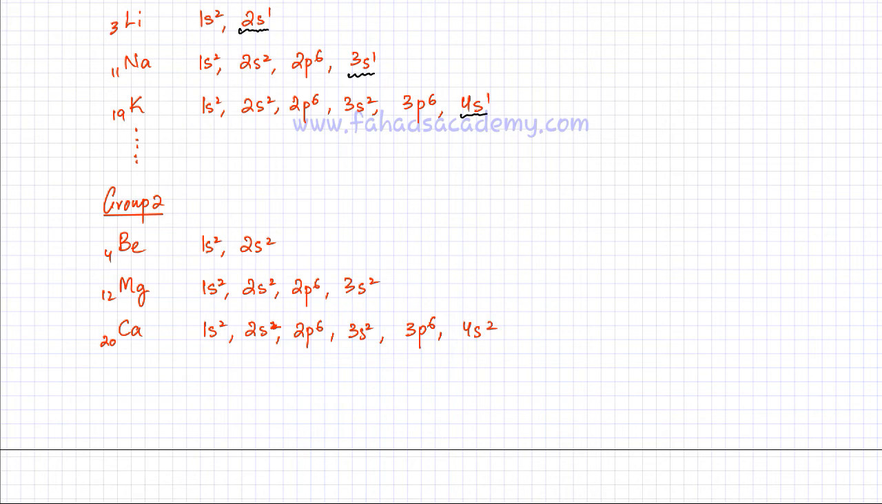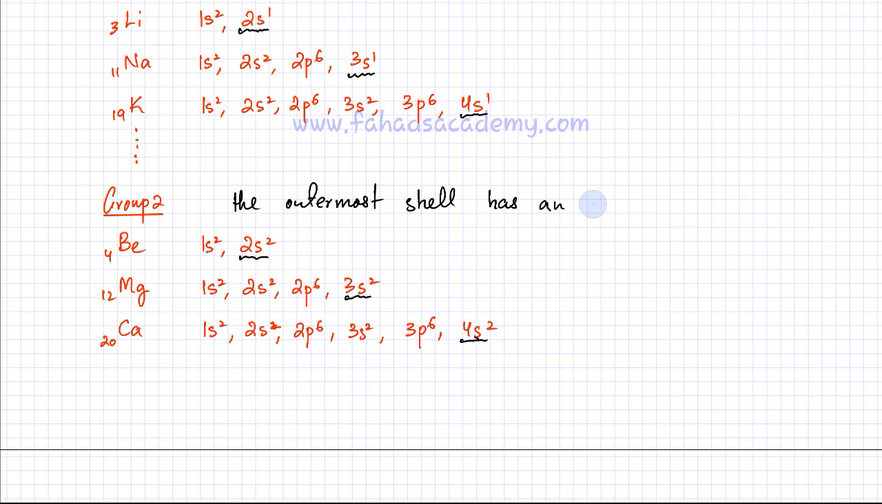Now if you look at the electronic configuration again, if you look at the outermost shell for all the 3 elements, the outermost shell has an s orbital and it has 2 electrons. This outermost shell is also an s orbital, it has 2 electrons. And for calcium, it's the same, an s orbital having 2 electrons. So in all of these cases, the outermost shell of group 2 elements has an s orbital having 2 electrons in it.